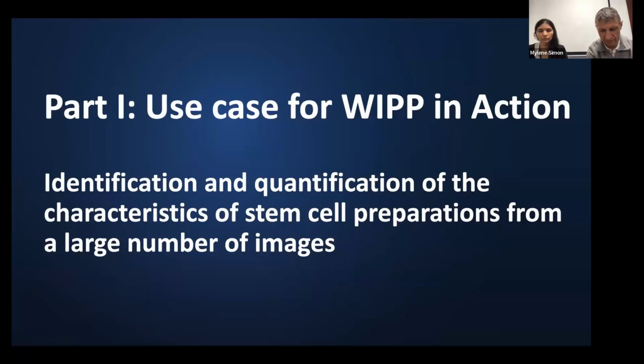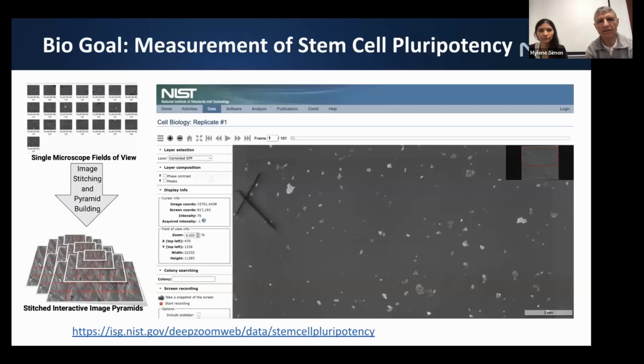So we probably overwhelmed you with a lot of considerations that we had when we were designing WIPP plugins and the WIPP plugin registry. Let's see how it really works, and we will just show you one example. So if we work with biologists on measurement of stem cell pluripotency, this is a more or less industrial problem. When you create many replicates, how do you assure that the quality of the replicates is the same?